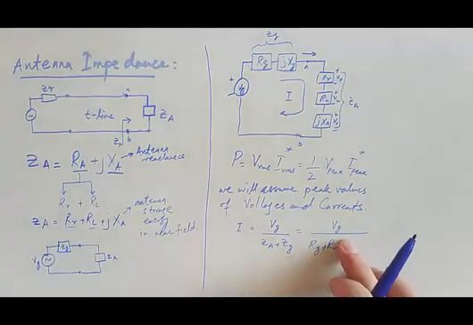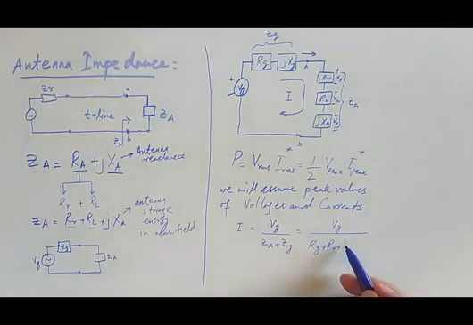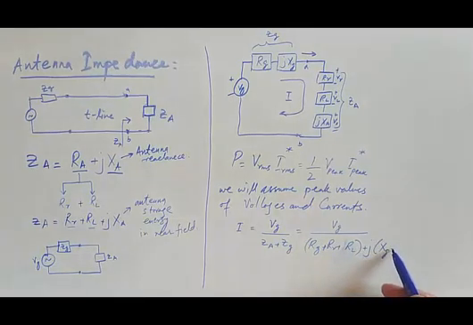Or I can do what? I can combine all the RG plus RR plus RL, the resistive parts, and then plus jXG plus XA. So this can also be written in this way.